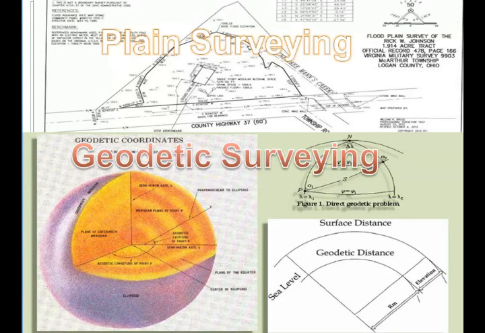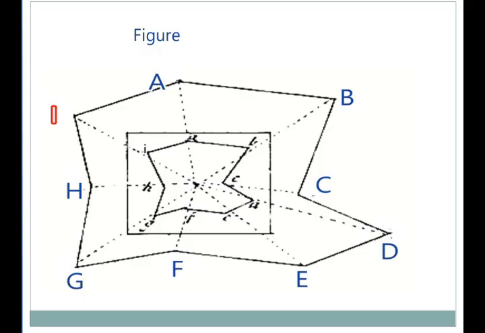This is a brief discussion about the geodetic survey, in which we consider that the earth is plane in plane surveying, and in geodetic survey it is assumed to be a curve. A bit more about the figure. As you can see over here, this is the land location in which we have point A, point B, C, D, E, F, and G, H, I.